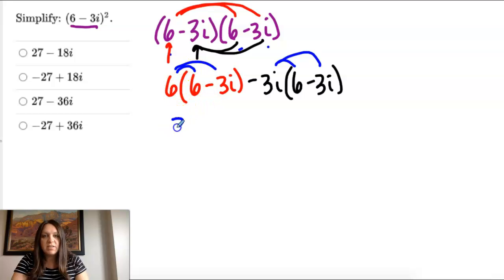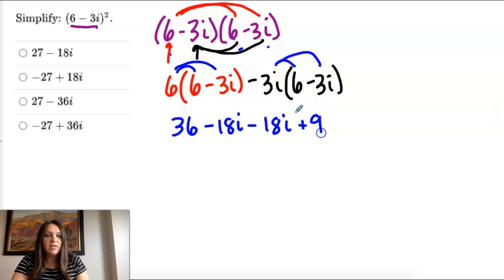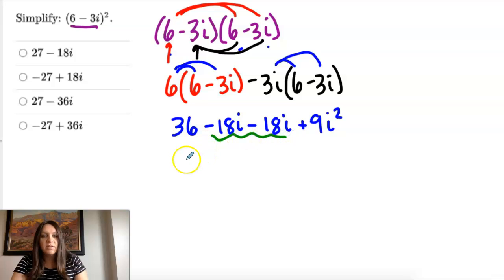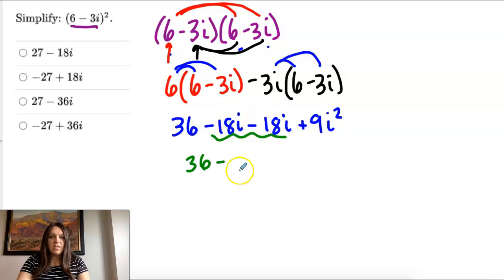So I have 6 times 6. 6 times negative 3i. Negative 3i times 6. Negative 3 times negative 3 is positive 9. And then i times i is i squared. So when we start combining like terms here, I have my middle values. So 36 minus negative 18 minus 18 is 36 as well, i, plus 9i squared.